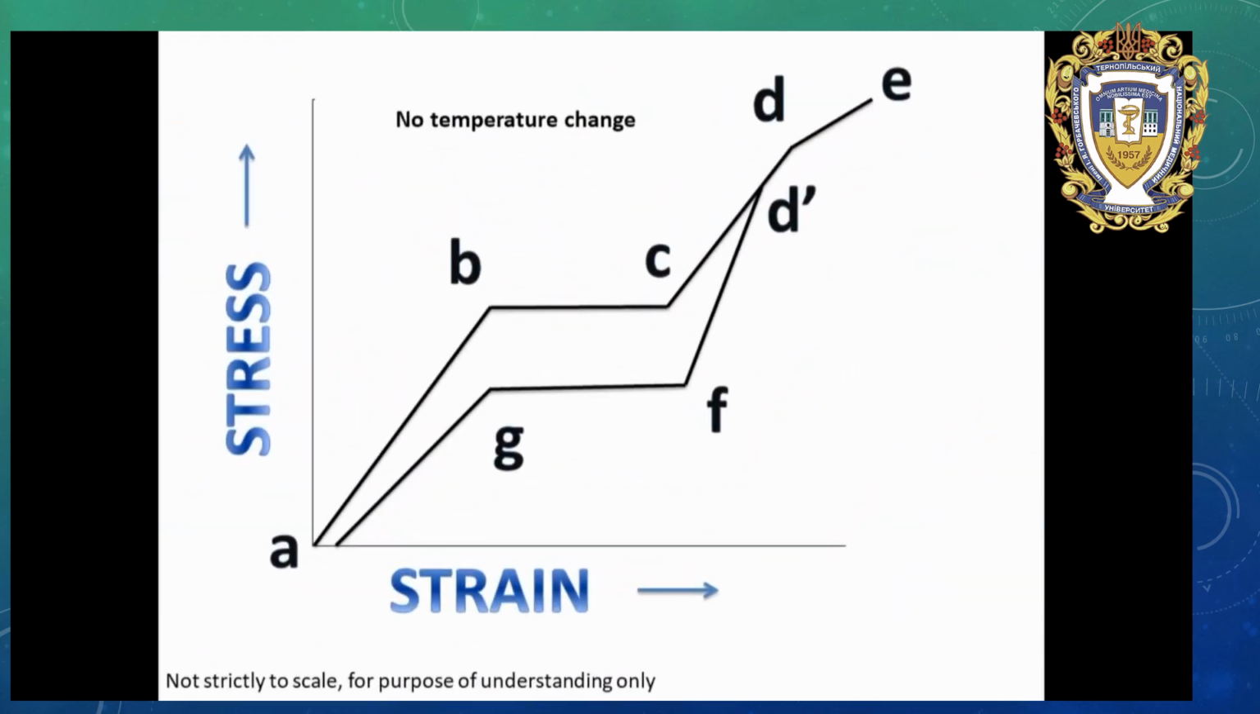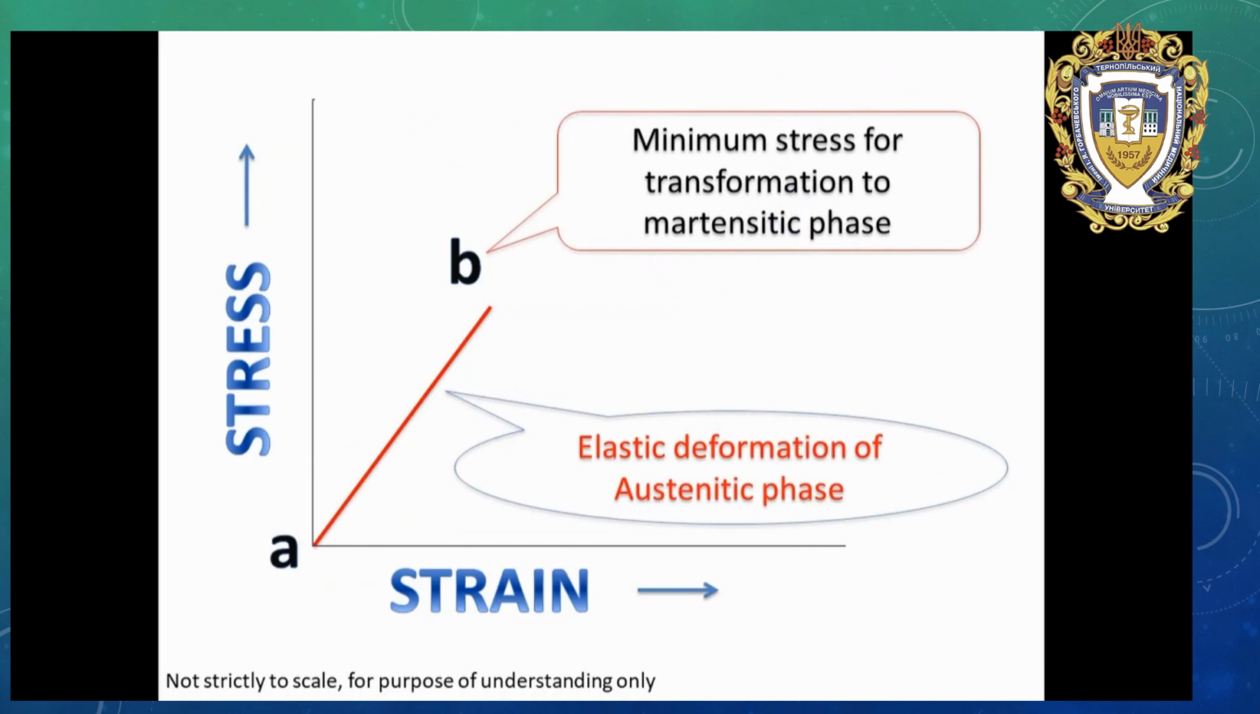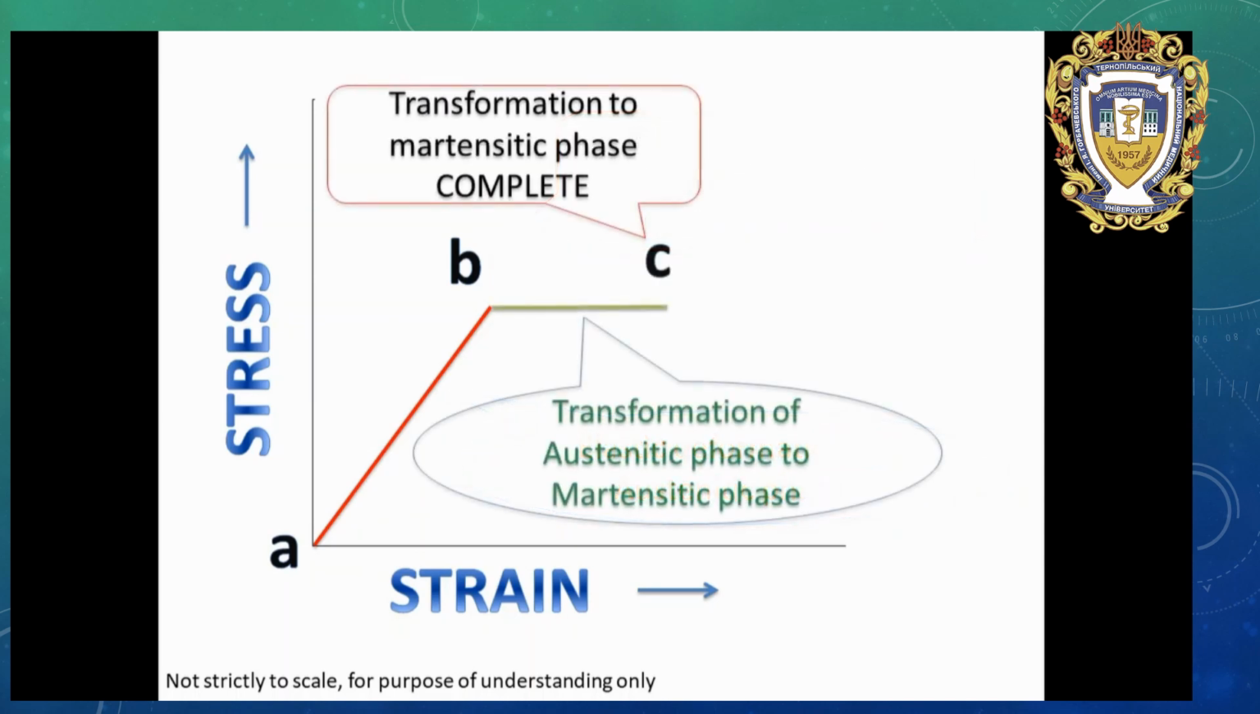This is a schematic representation of superelastic behavior of an orthodontic wire. Let's have a look at it stepwise. AB segment corresponds to initial elastic deformation of austenitic phase, which is stable at low stresses. Point B is the minimum stress for transformation of austenitic to martensitic phase. Segment BC corresponds to transformation of austenitic nitinol phase to martensitic nitinol phase.